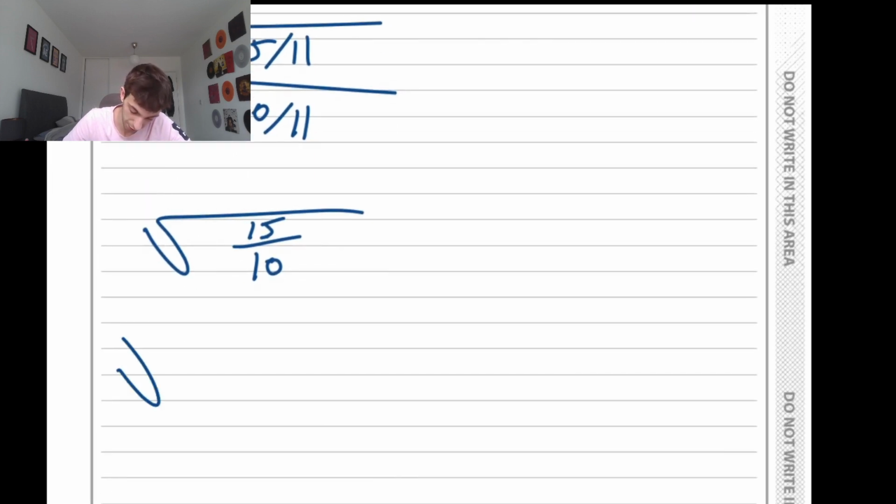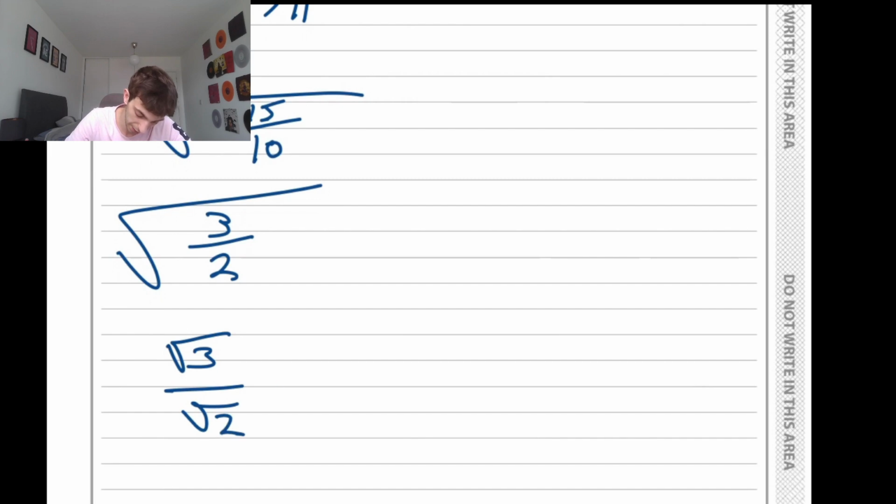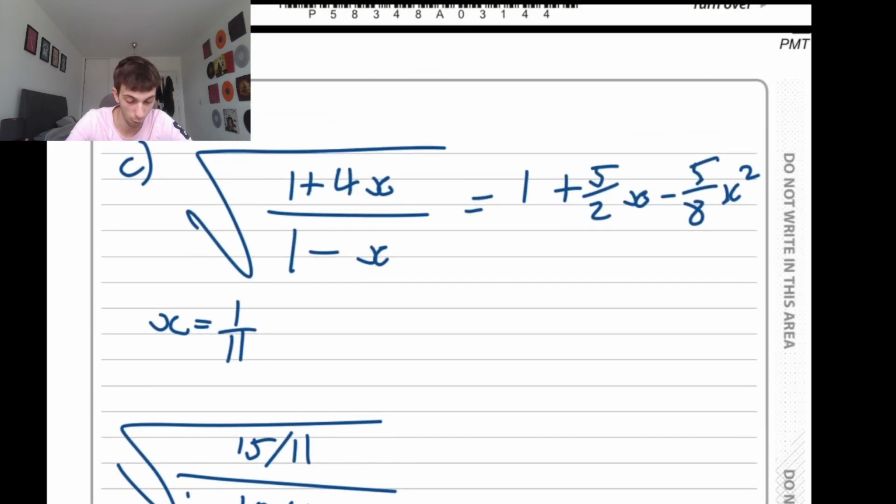So what do we currently have? We have the square root of 3 over 2. We can split this up once again to have root 3 over root 2. Now subbing in x equals 1 over 11 into the right-hand side, we have 1 plus 5 over 2 multiplied by 1 over 11.